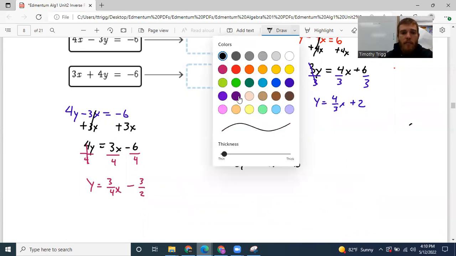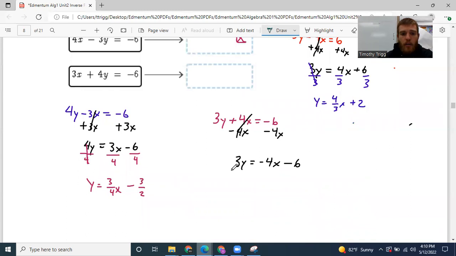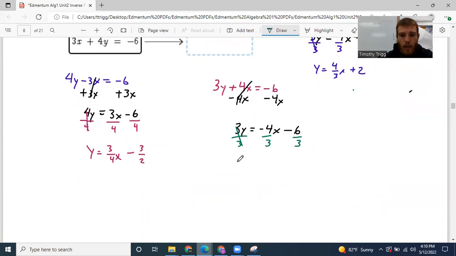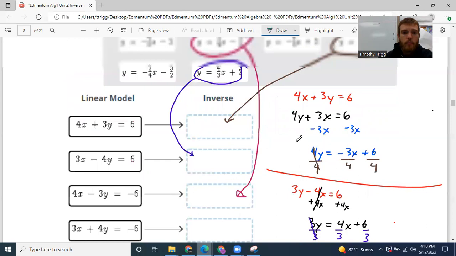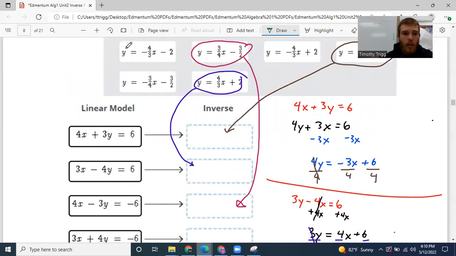To get y by itself, we're going to go ahead and divide by 3 on both sides of the equation, giving us that y is -4/3 x minus 2. -4/3 x minus 2.